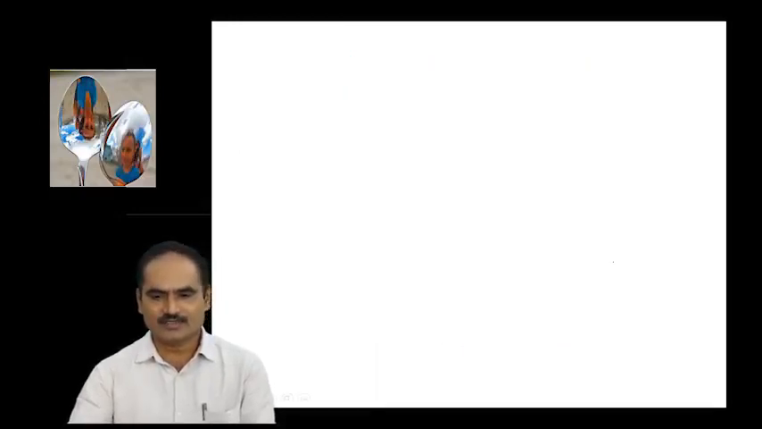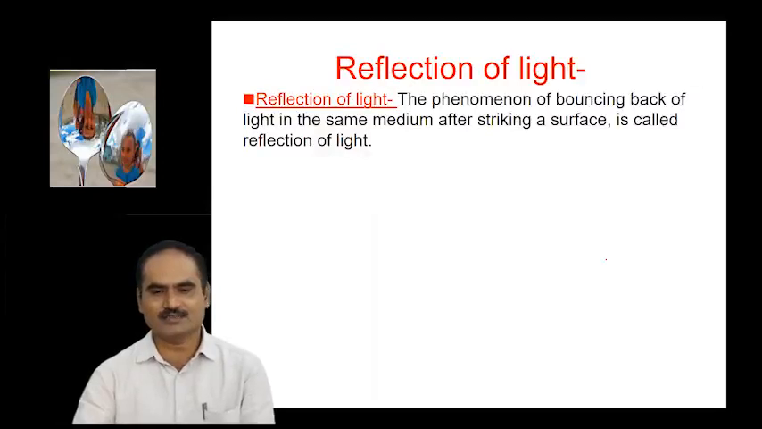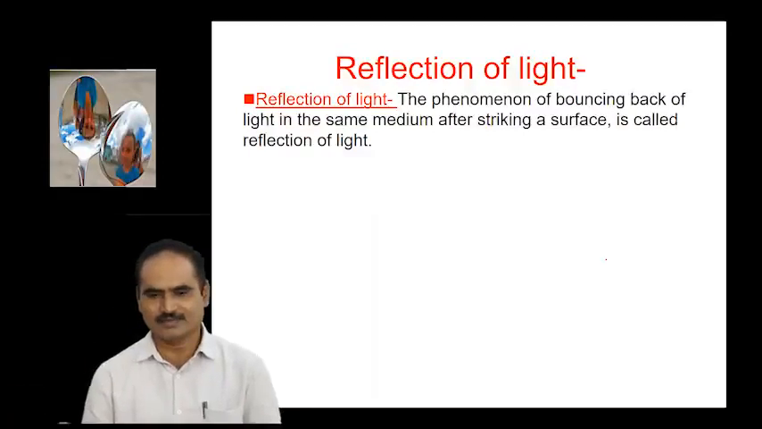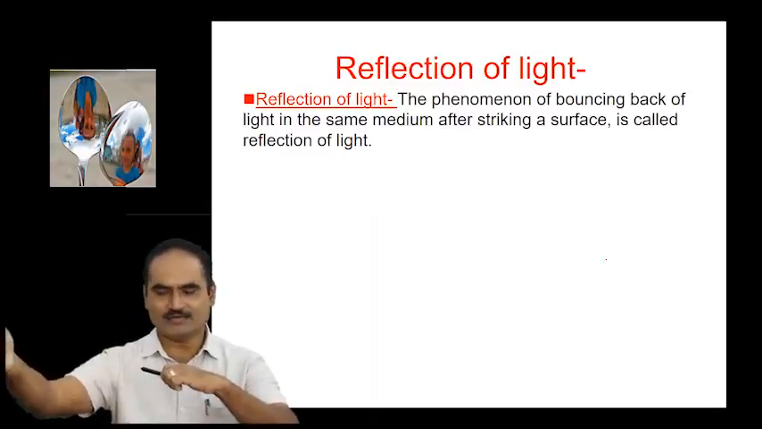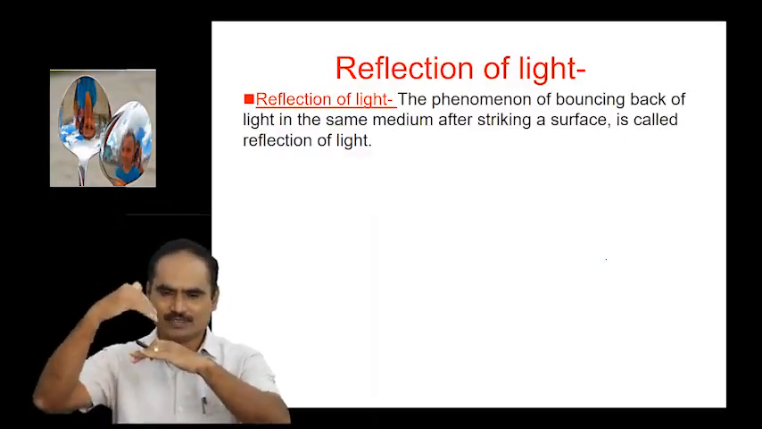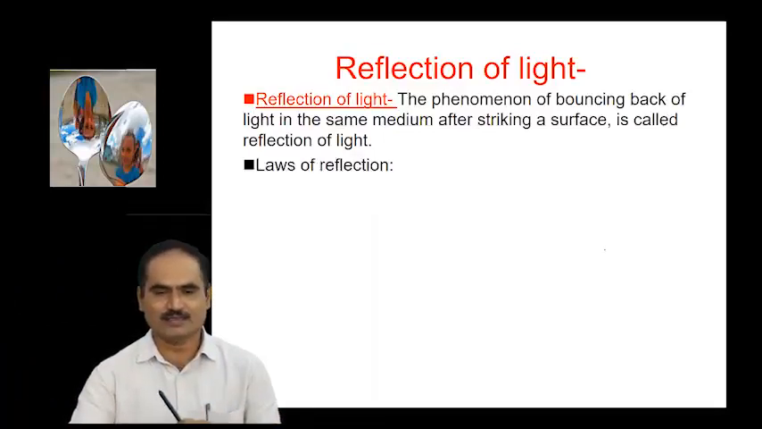Right, anyway, let us first understand the phenomenon that we sometimes call the ABCD of optics, that is reflection of light. What is meant by reflection of light? It is a very simple thing: when light is incident on a surface and it comes back, right? So the bouncing back of light into the same medium after striking a surface is called reflection of light. Let us forget about the direction it is moving, but when it falls on a surface and comes back, this phenomenon itself is called a reflection of light, right?